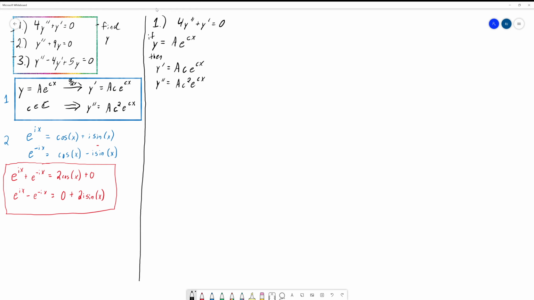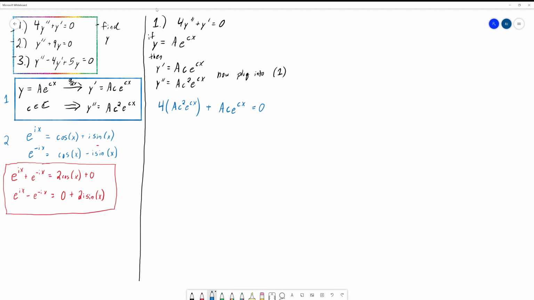Okay, so now let's plug this in. Now plug into equation 1. Okay, and I'm just going to switch colors here and say we have 4, and y double prime is going to be this, so it's going to be ac squared e to the cx, and then plus y prime, so plus y prime is going to be ac e to the cx, and that's going to equal 0.